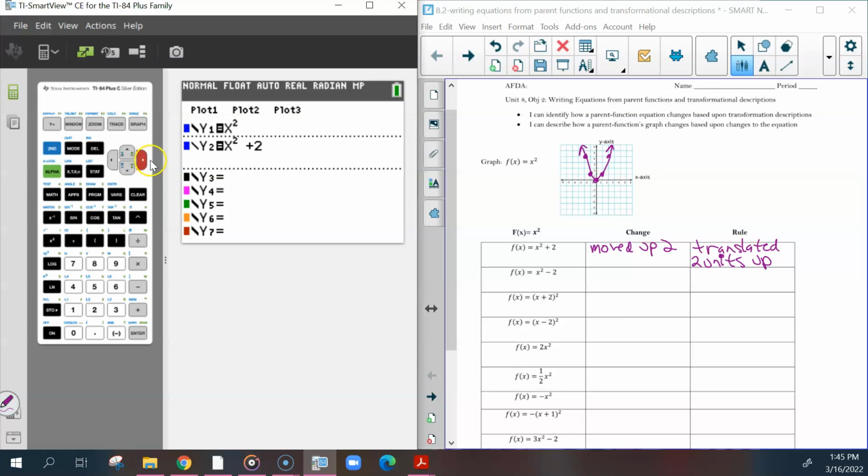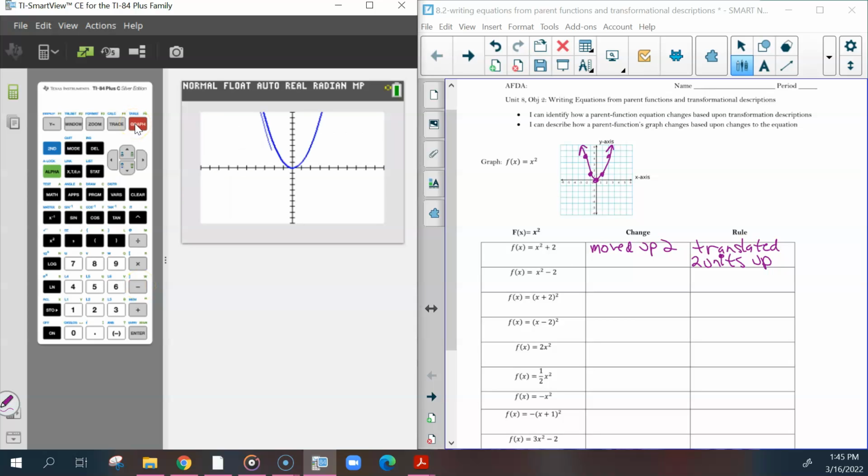Now I'm going to take that same equation that was plus 2, and I'm going to change this to minus 2. And as I said, the original, the parent function, is now moved down 2. So that would be translated 2 units down.